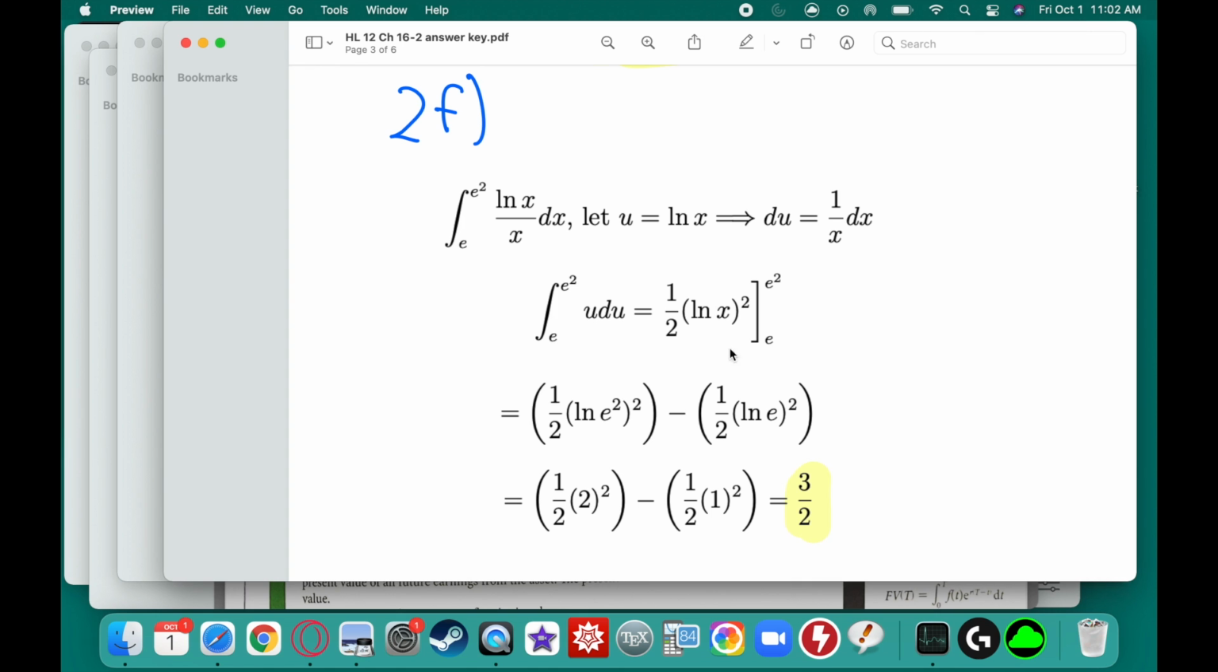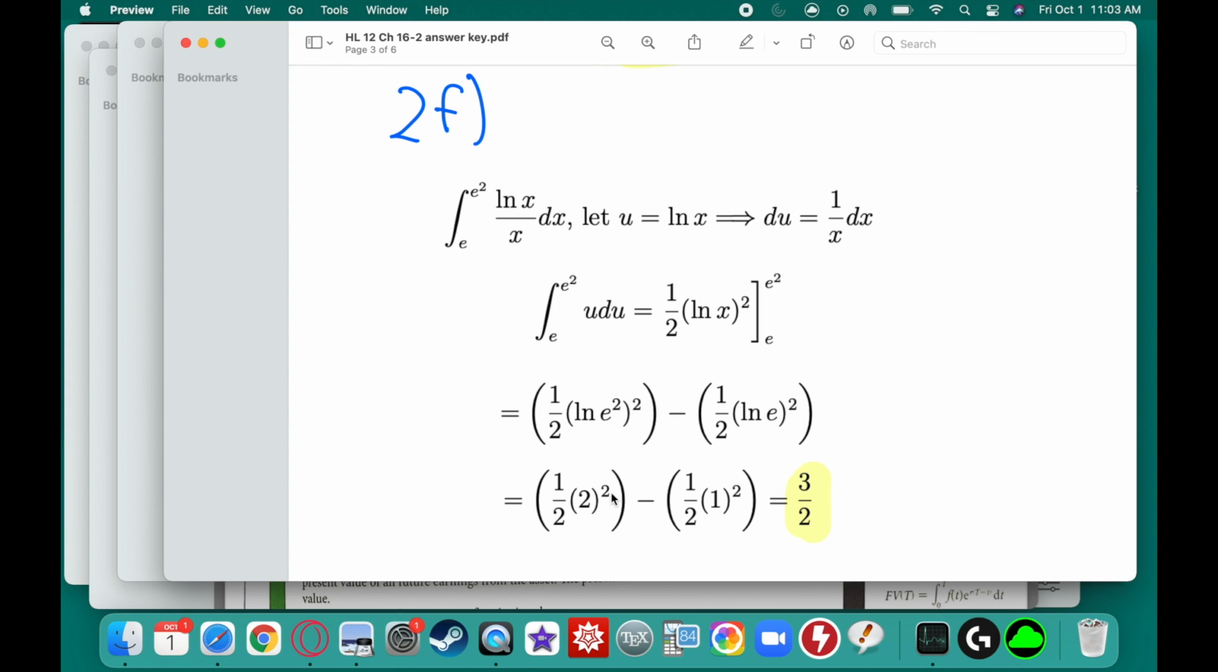So first things first, I plug it in. Wherever I see an x, I'm going to type in e squared, and wherever I see an x, I'm going to type in e. Again, the natural log of e squared, you cancel out the e in the natural log, and it just becomes 2. And the natural log of e to the 1 power just becomes 1.